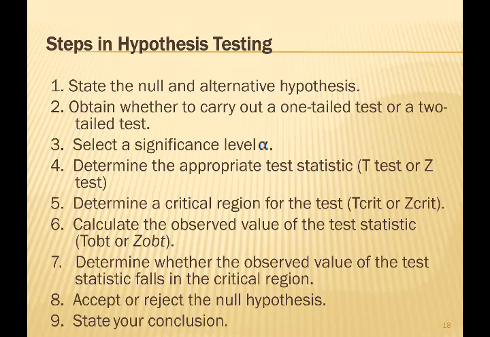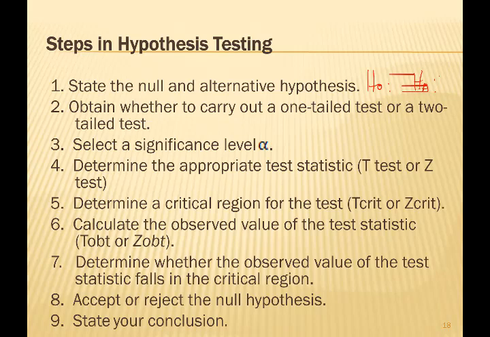Although we haven't talked about the t-test yet, it's very similar and it follows the same 9 steps. So the first thing we want to do in hypothesis testing, as you have seen before, is to state the null and the alternative hypothesis, right? So you want to state the H0, and then the HA. And then it says to decide whether to carry out a one-tailed test or a two-tailed test.